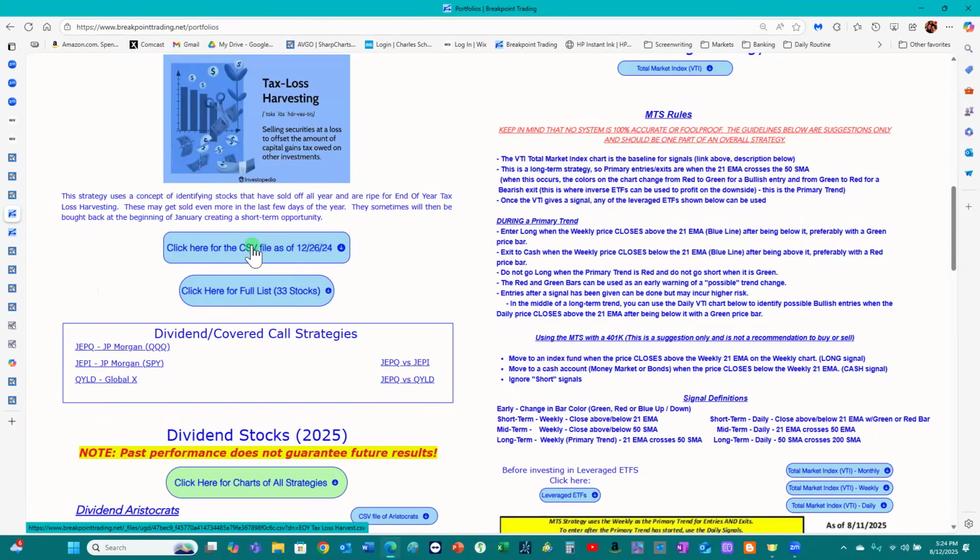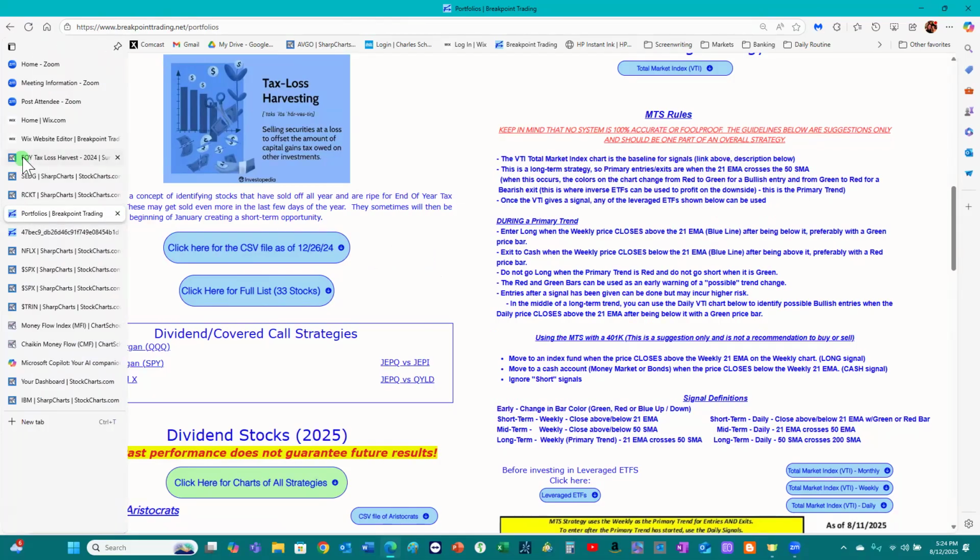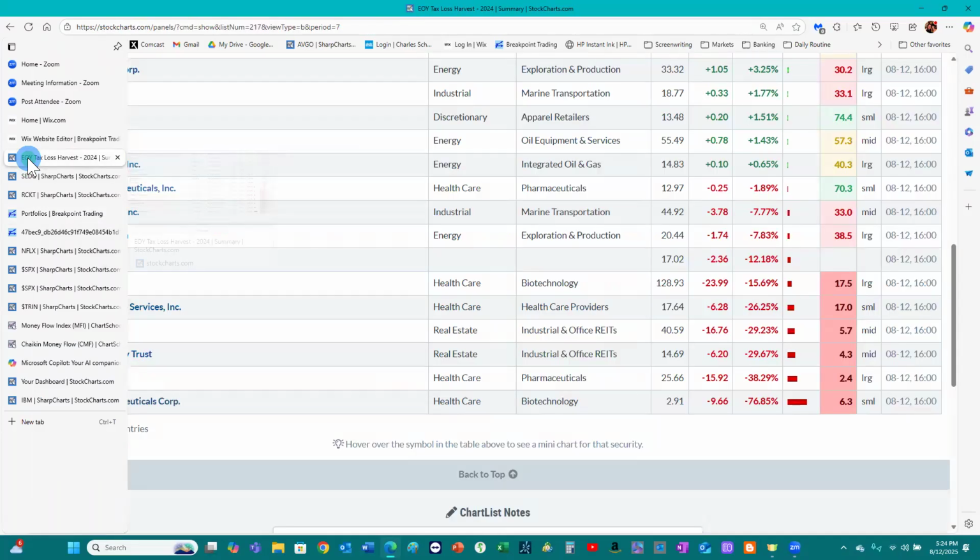So this can be loaded into any other platform, and then you can make a decision of which ones you might want to get into, just to make a quick gain right in the beginning of the year, whenever those tax loss harvesting people go back in and buy it back again. CELH was a great example. That was probably the best one. All right, that's what it's all about.